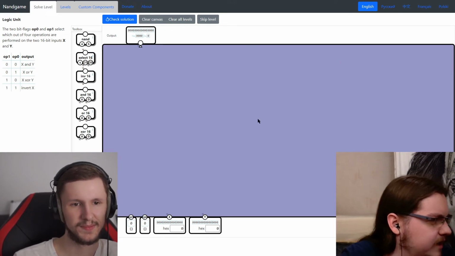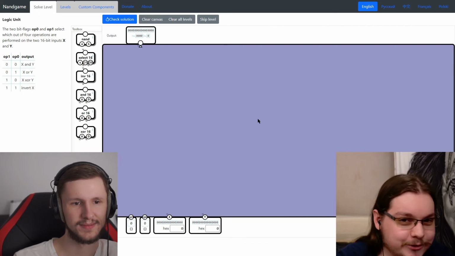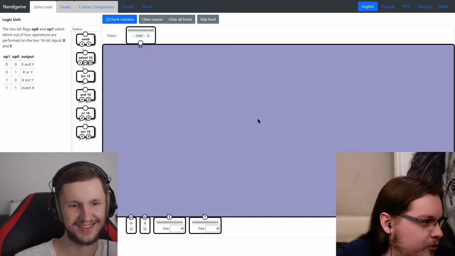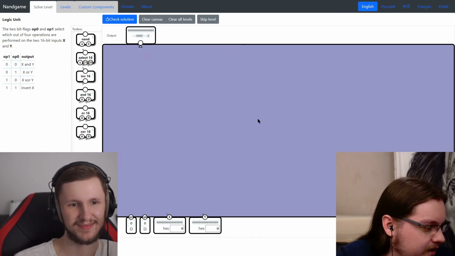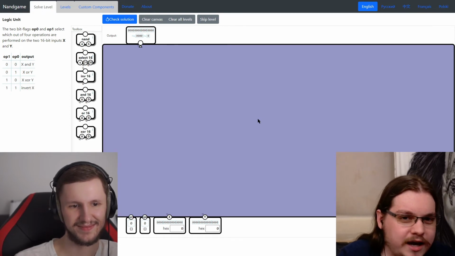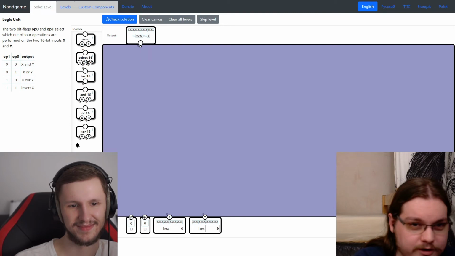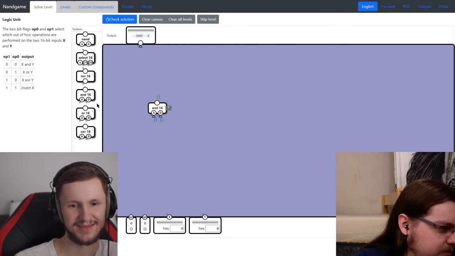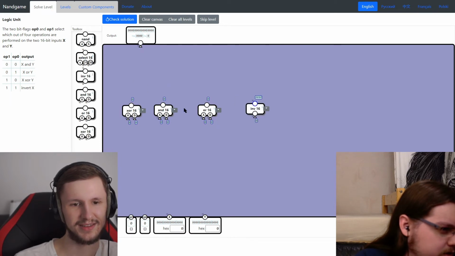The 2-bit flags... Oh, we're doing opcode now. Of the 4 operations performed on the 2 16-bit inputs X and Y. Okay, so we have AND, OR, XOR, or invert, I assume bitwise for all of them. Which we already have the operators for, so we don't need to build those. That's good. Bitwise AND, bitwise OR, bitwise XOR, and invert. It's select 16.